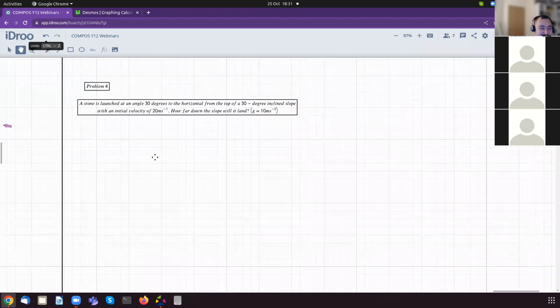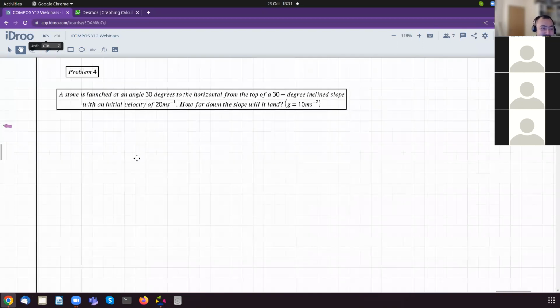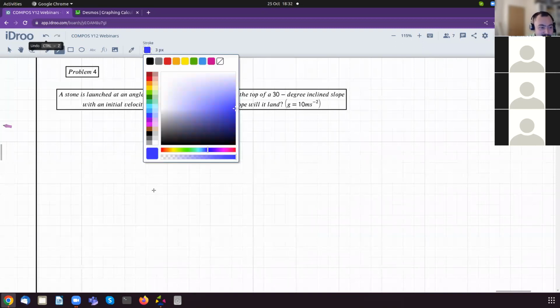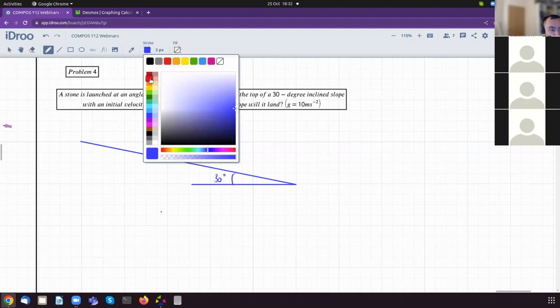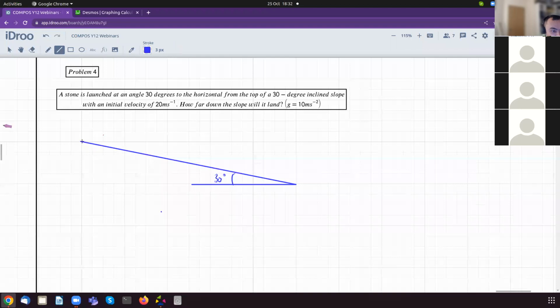Okay, getting to harder questions. A stone is launched at an angle of 30 degrees to the horizontal from the top of a 30-degree inclined slope. A very similar question is on your assignment. So if you've seen the assignment, you've seen that there's a question like that. So there's a 30-degree slope, and it's shot horizontally. So we have a horizontal.